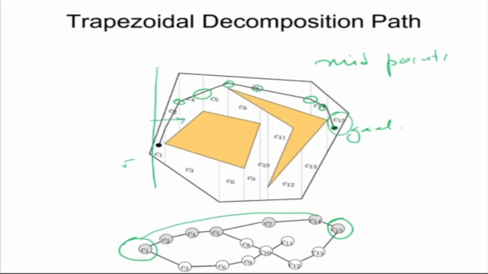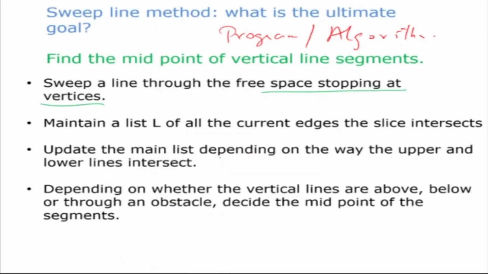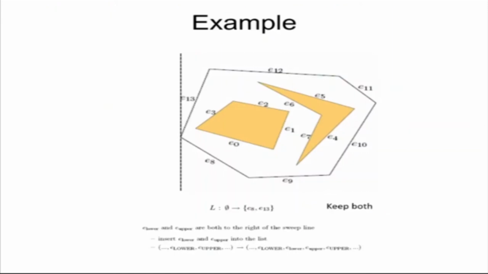The moment it hits a vertex, it goes up or down depending on whether it's going through an obstacle or not going through an obstacle. So if it is going through an obstacle, it doesn't go anymore, it stops there. Okay. The next is, as we are going, we have to maintain a list of all current edges the slice intersects, and we keep updating that main list depending on the way the upper lines are intersecting. Now, depending whether the vertical lines are above, below, or through the obstacle, we decide on the midpoint of the segments. Okay, this is basically the working of the algorithm.